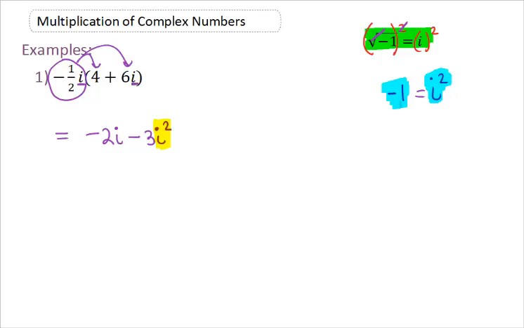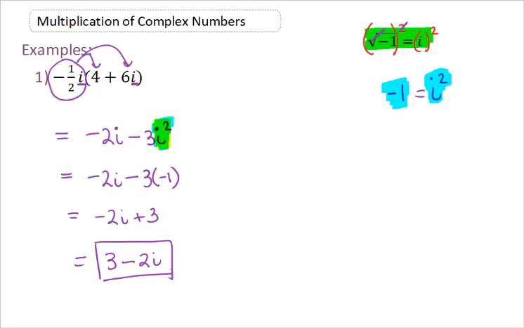So we must substitute negative 1 in for all of our i squareds. So that's what I have to do over here. So I have negative 2i minus 3, and again, i squared we just learned was negative 1. So simplifying negative 3 times negative 1, that gives me a positive 3. And now it's in the form of a plus bi. I just need to rearrange it in the right order. So I have a positive 3 minus a 2i. Now we are good to go.